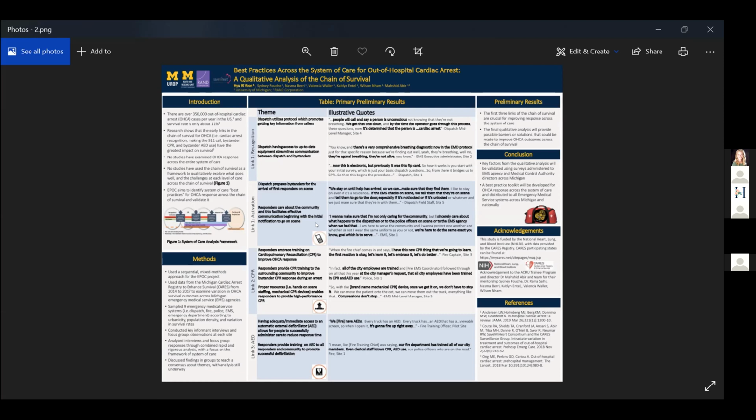Hannah, how many different versions of the poster did you go through before you finally settled on the formatting and the way that it was laid out?